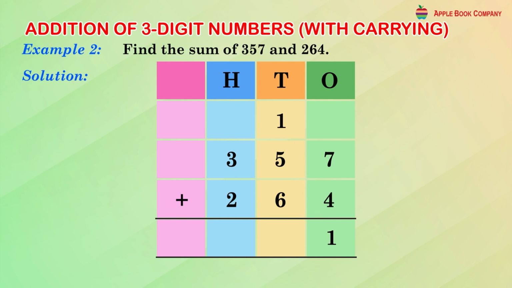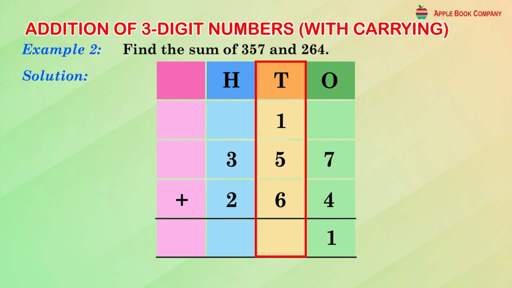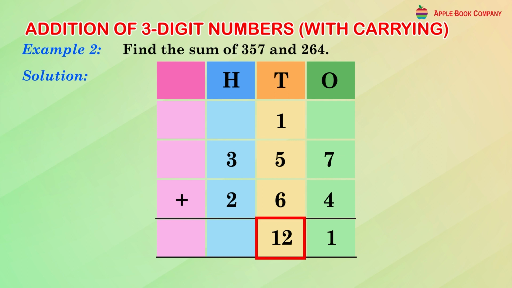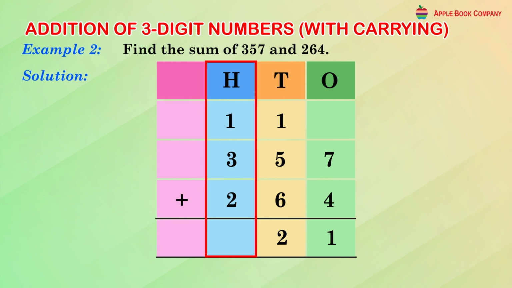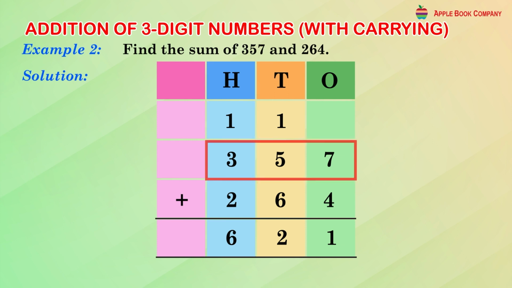Now, we add the tens, which is 5 plus 6 plus 1, which we have carried over, which gives us 12. Now 12 is also a 2-digit number. So we carry 1 again to the hundreds and keep the 2 at the tens. Now when we add hundreds, we add 1 which we have carried over plus 3 hundreds plus 2 hundreds, which gives us 6 hundreds. So the total of 357 and 264 is 621.